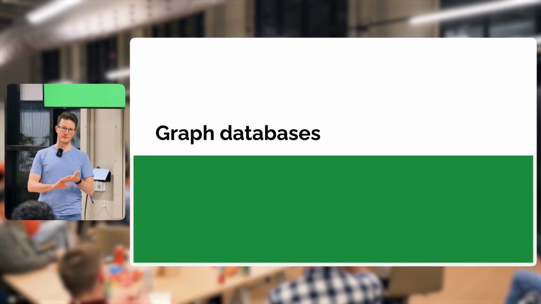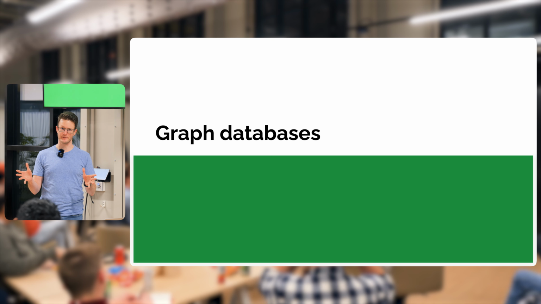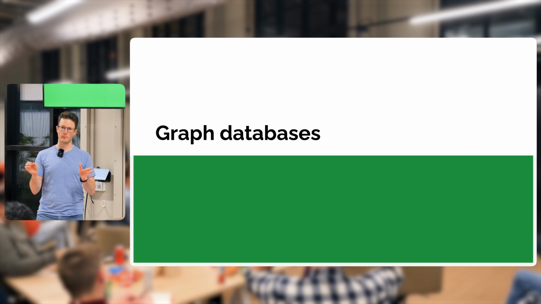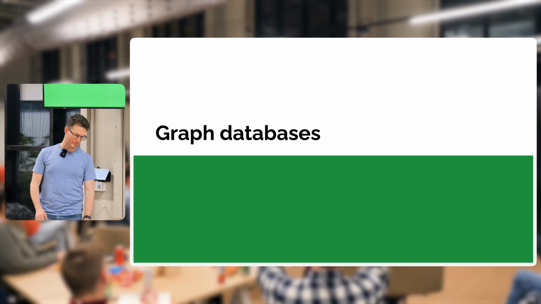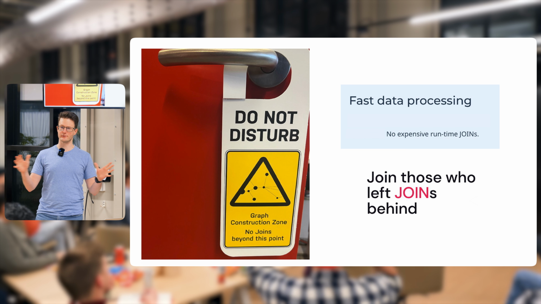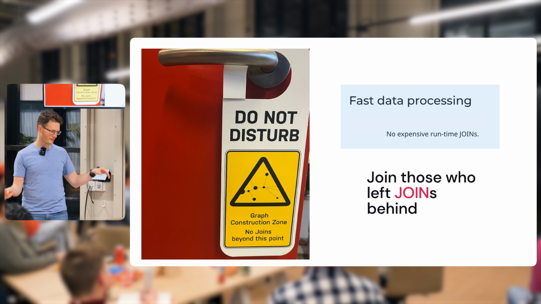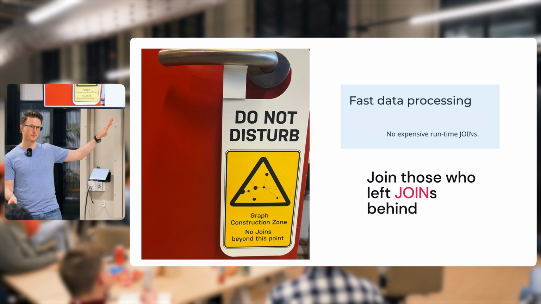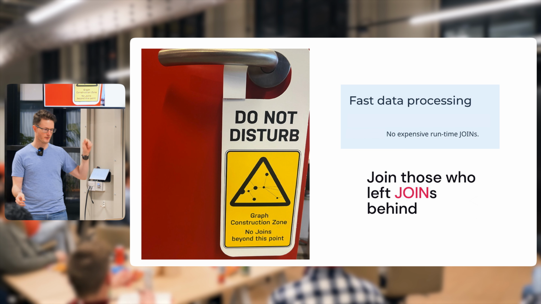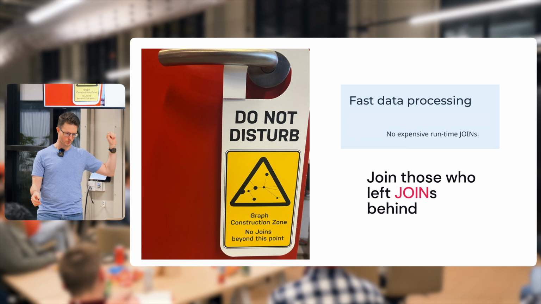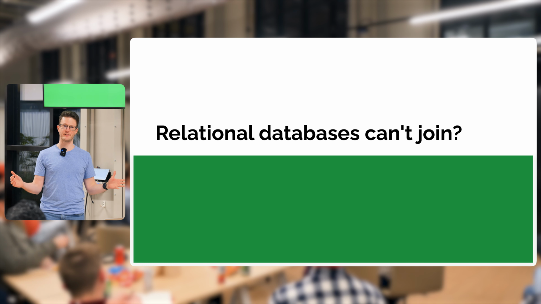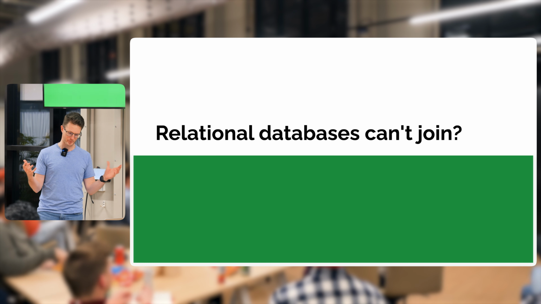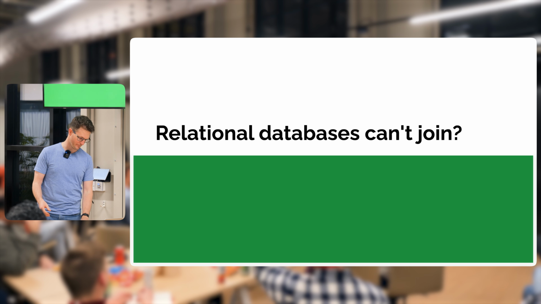Graph databases are actually quite difficult to define, but there is one common theme that almost all the vendors seem to agree on: relational databases just cannot join. They say "graph construction zone, no joins beyond this point," or "no expensive runtime joins," or "join those who left joins behind." So is it true that relational databases cannot join? This seems a bit counterintuitive. What do they mean?